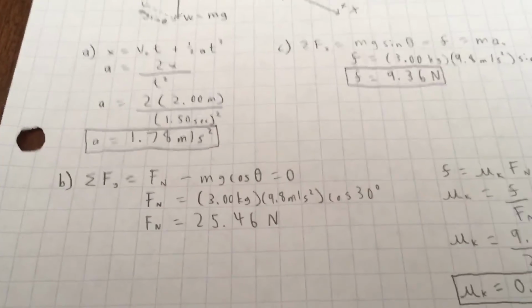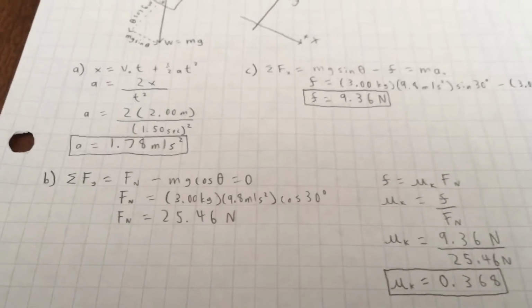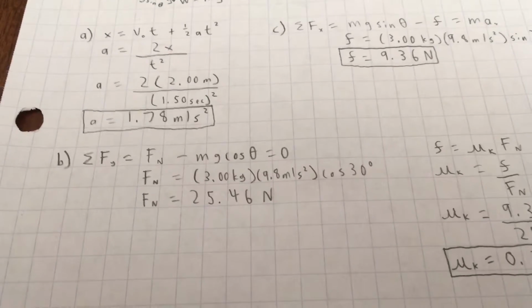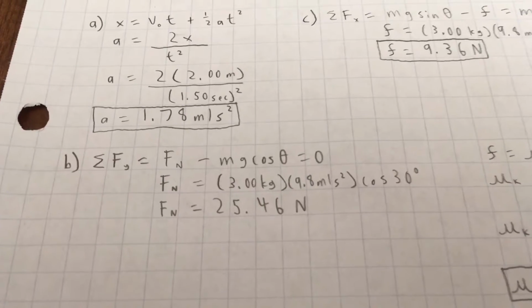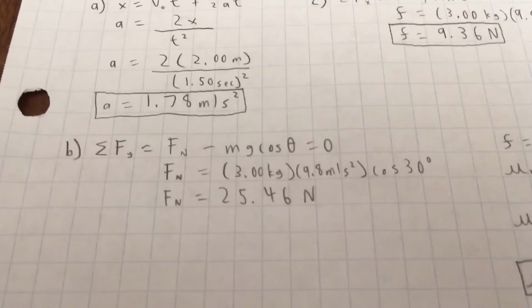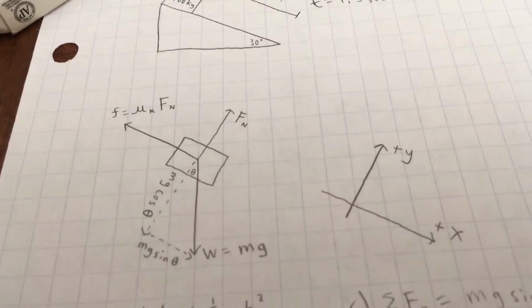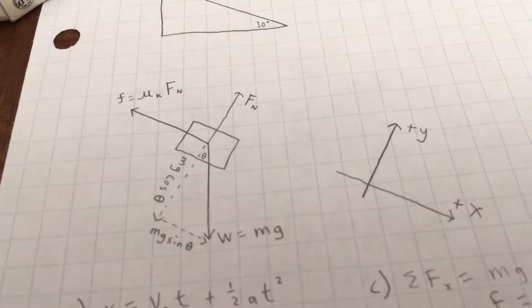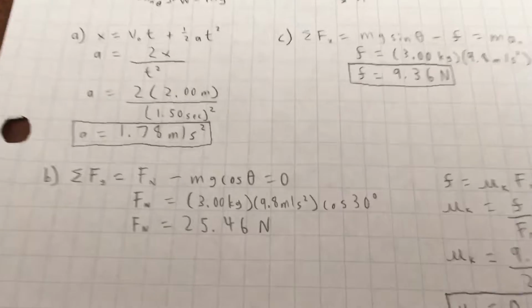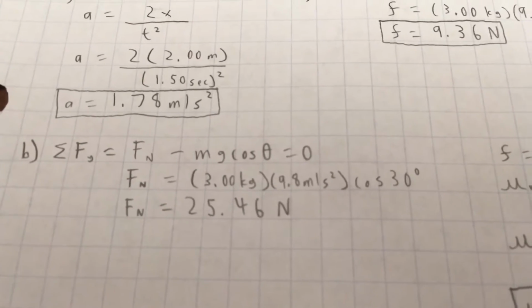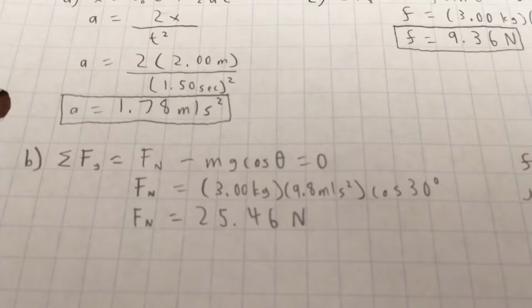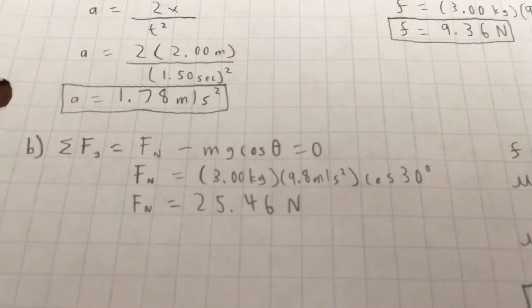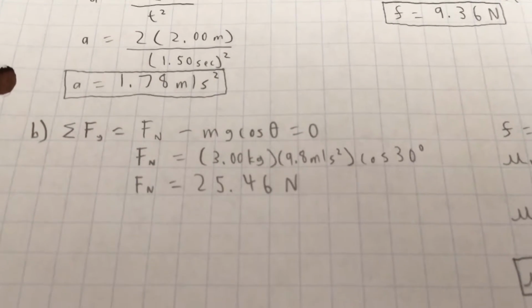I did part B after part C. Part B asks for the coefficient of kinetic friction. So first I summed up all the forces in the y direction, which is the normal force acting up and the mg cosine theta acting down. And because the block has 0 acceleration in the y direction, you can change the equation so that the normal force is equal to mg cosine theta, and you can solve for the normal force to get 25.46 newtons.